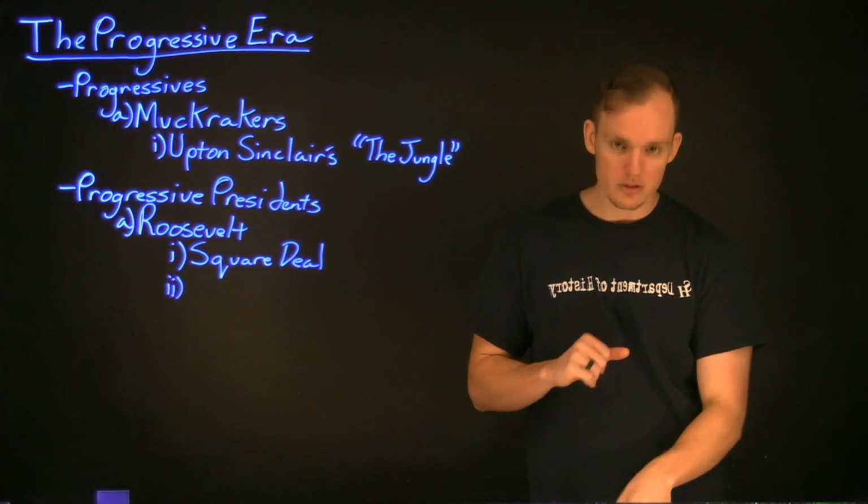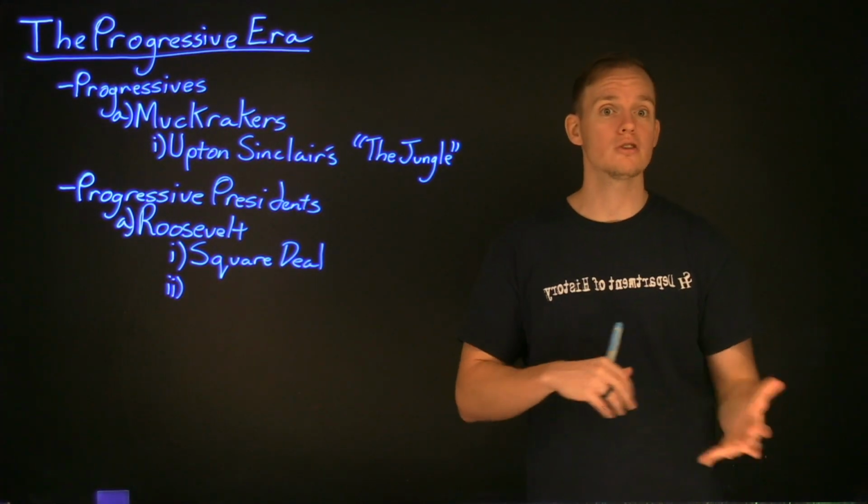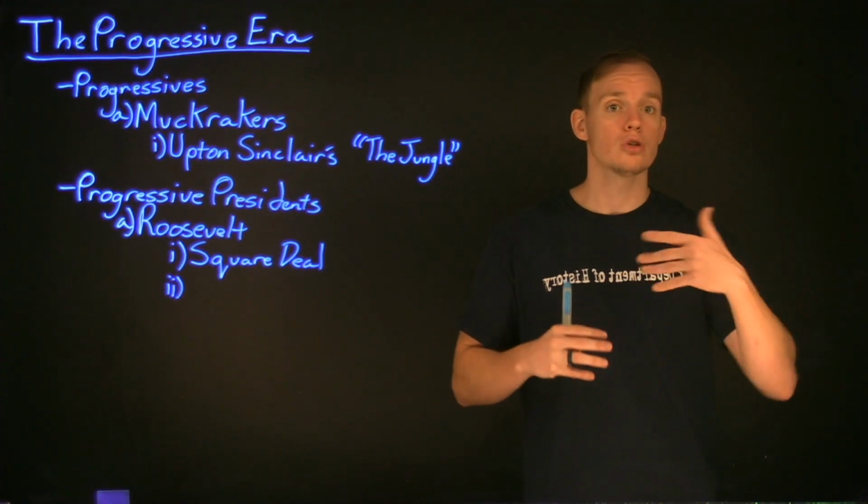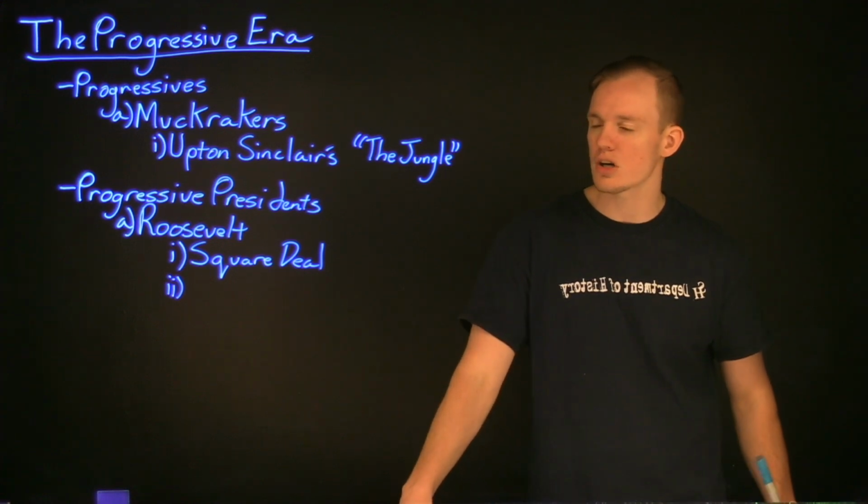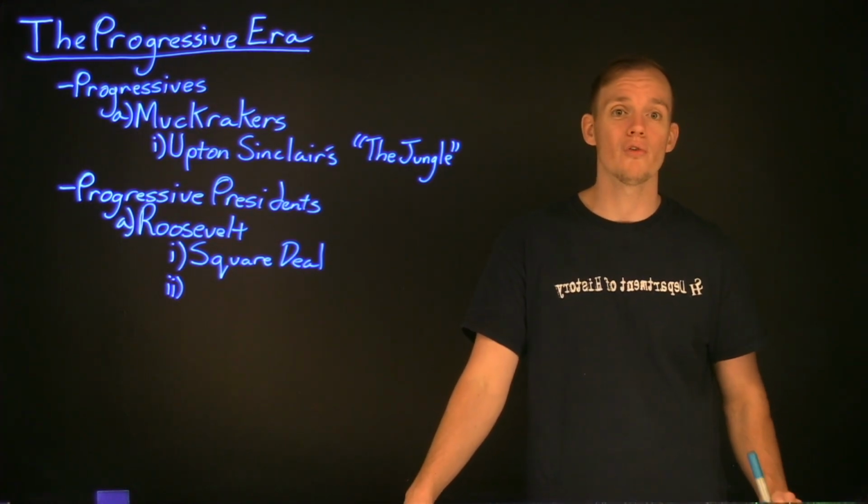And therefore, Roosevelt, to try to do this, is going to go on trust busting. He's going to use the Sherman Antitrust Act to his advantage, and during the course of his administration, he would look to break up at least 44 different companies.